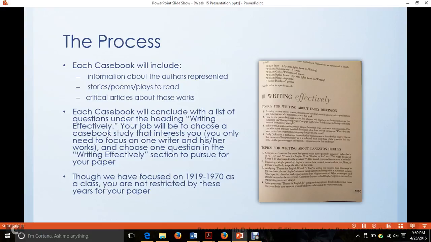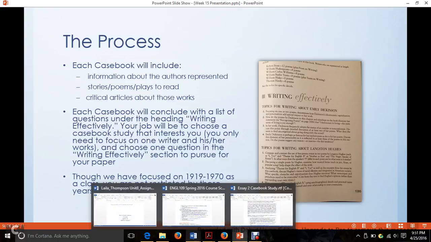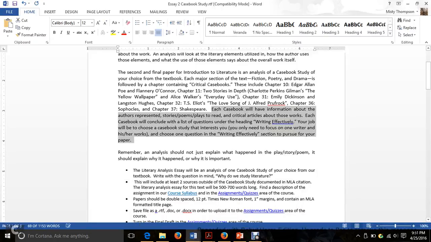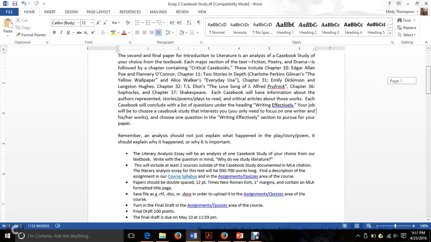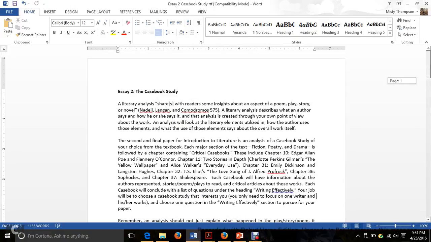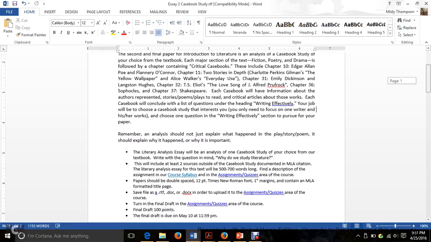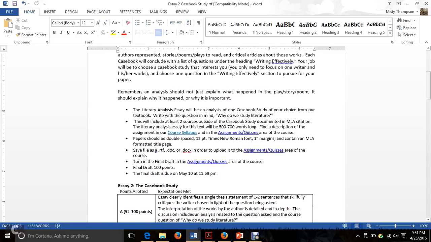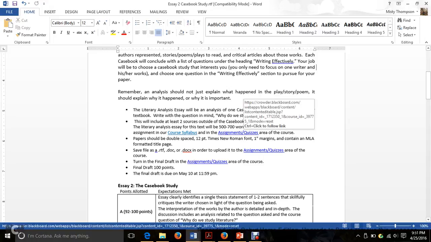And so in terms of the essay assignment, I am asking you to use source material, and part of that source material, or all of that source material really, could come from these critical analyses. So I have the description of the assignment here. You are to use at least 2 sources outside of the casebook study documented in MLA citation, and it needs to be 500 to 700 words.